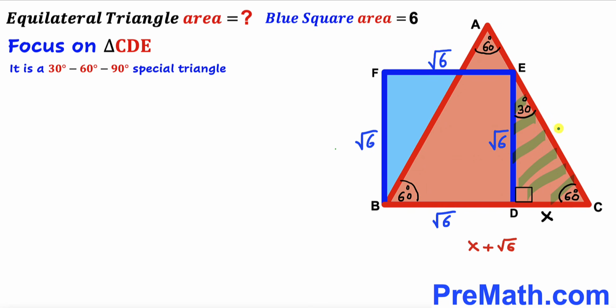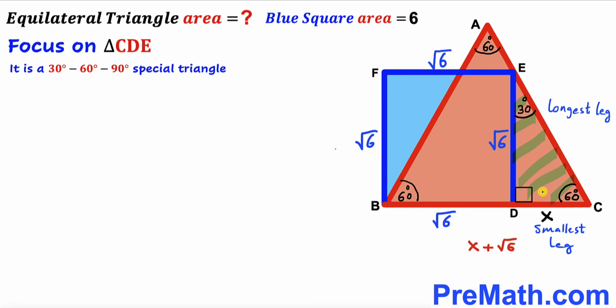Now let's focus once again on this right triangle CDE. We can see 30 degrees is our smallest angle, whereas 90 degrees is our largest angle. So therefore the side opposite to this smallest angle is going to be our smallest leg, whereas the side opposite to this largest angle is going to be our longest leg, and that leg is also called the hypotenuse. So in such a special 30, 60, 90 triangle, the longest leg is always twice the smallest leg.